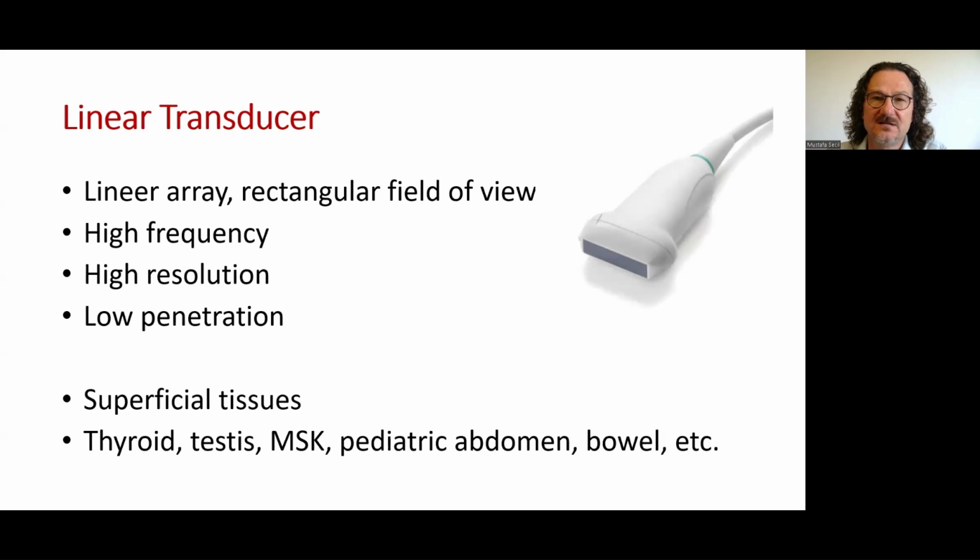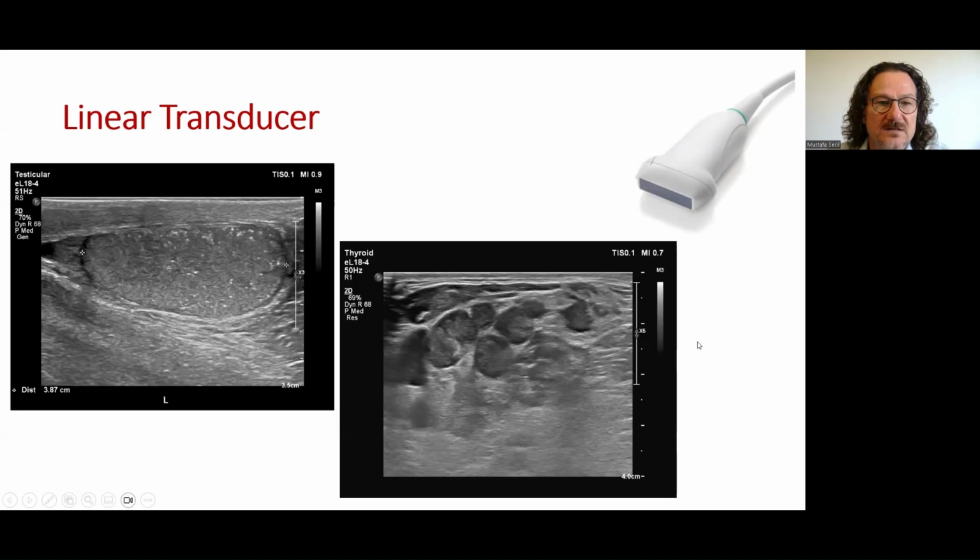Linear transducer is another commonly used transducer with linear array and rectangular field of view. They have high frequency and they have high resolution and low penetration because of this. They are used in superficial tissues like thyroid, testis, MSK, pediatric abdomen, or bowel. Here are the two examples with linear transducer. This is the detail of the testis, and you see the lymph nodes of the neck.